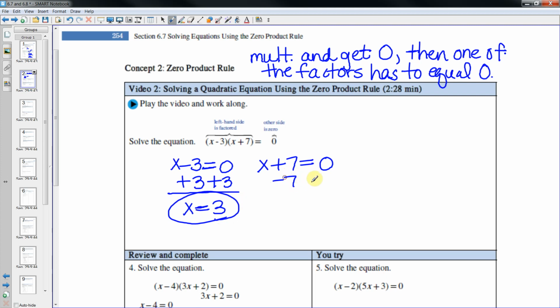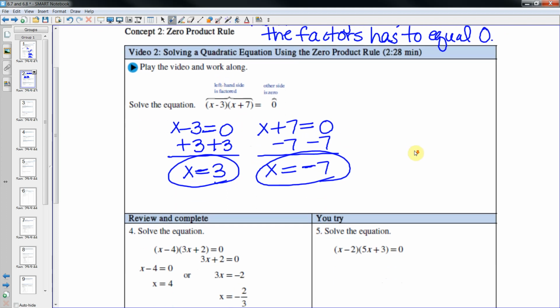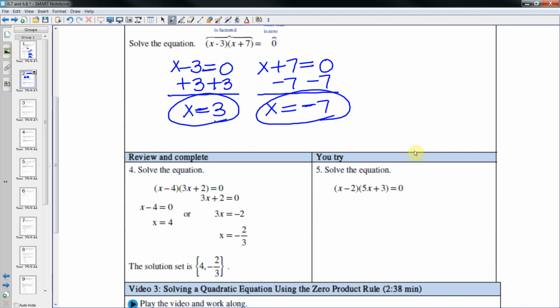On the second one, I've got negative 7 to both sides because I need to cancel out the 7s. So x equals negative 7. On quadratic equations, you almost all the time get two possible answers. So my two possible answers are 3 and negative 7. That would make that entire equation at the top equal to 0 if I used either one of those numbers for x.